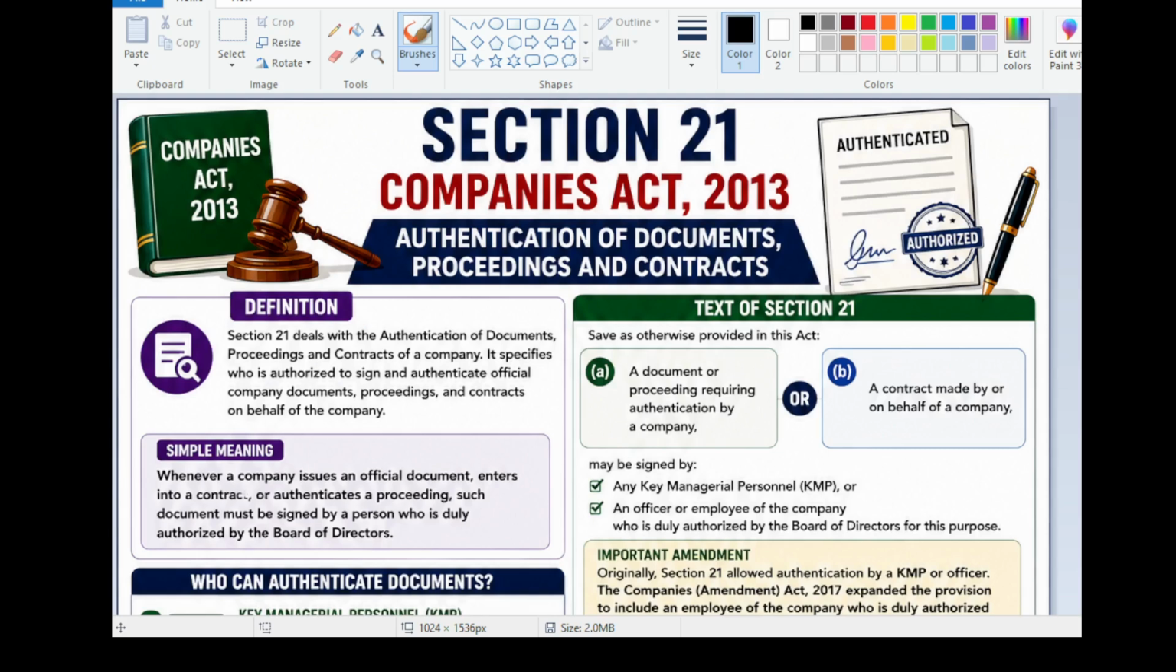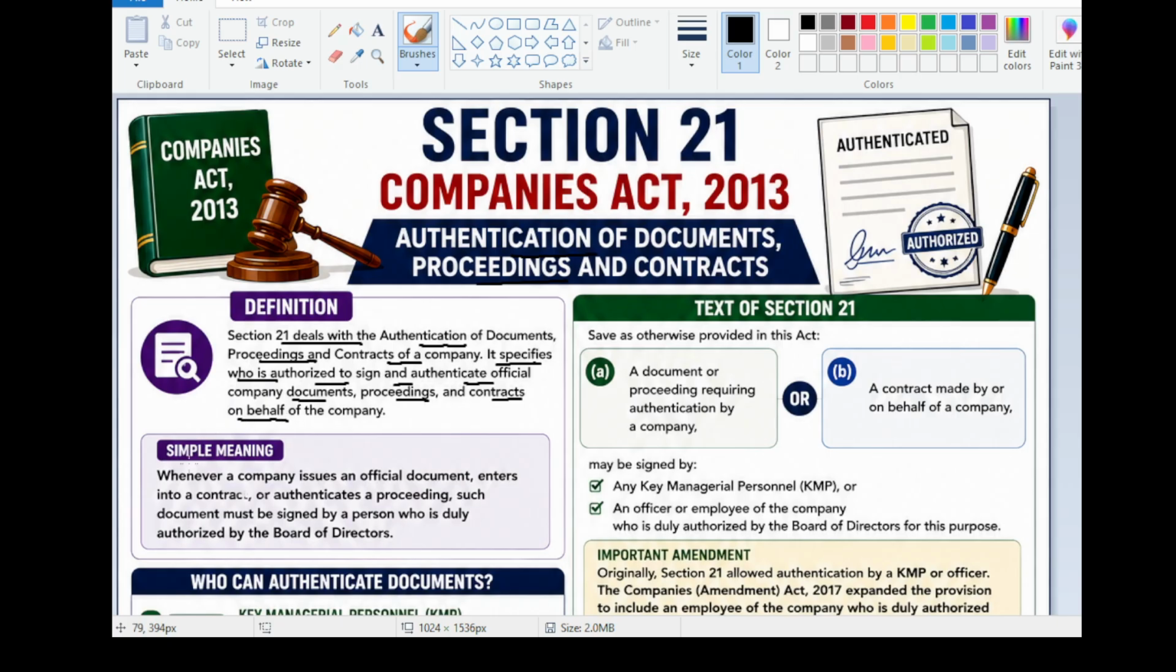Section 21 deals with the authentication of documents, proceedings, and contracts of a company. It specifies who is authorized to sign and authenticate official company documents, proceedings, and contracts on behalf of the company.